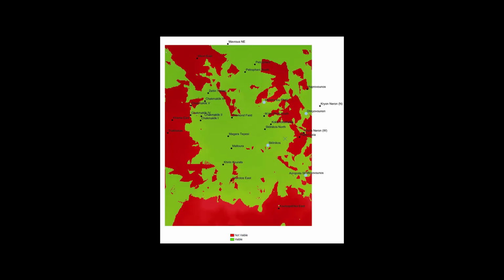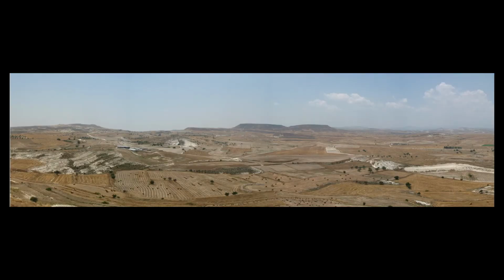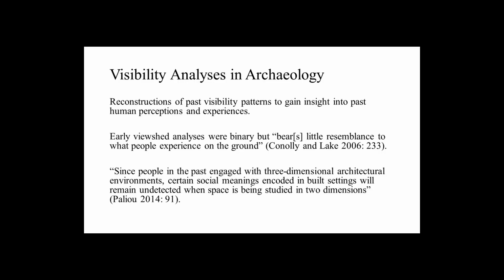Labeling areas on a landscape as yes, you can see, or no, you cannot see, fails to capture information about the size, shape, back versus front size, variable angles, and so on that would be necessary to answer a seemingly simple question as, what can you see from there? More to the point, since people in the past engaged with 3-dimensional architectural environments, certain social meanings encoded in built settings will remain undetected when space is being studied in 2 dimensions.